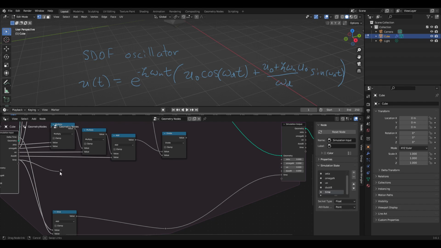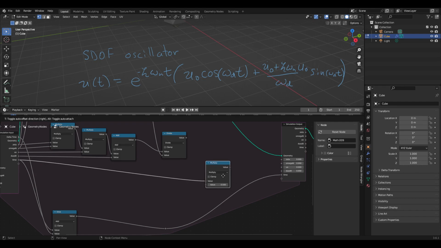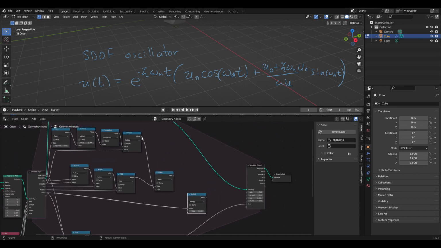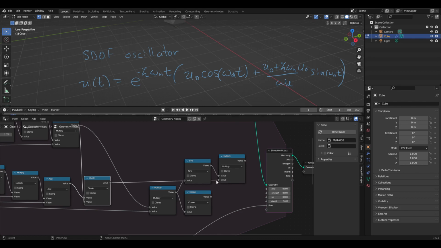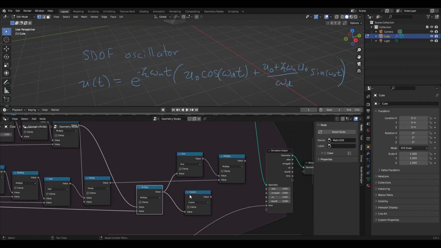Multiply omega dt by t, and then do a sine and cosine function of that, and then I'm going to multiply the sine by what we calculated. That's that term in front of it, and then the cosine needs to be multiplied by that u naught. So there, I'm setting up that part of it.